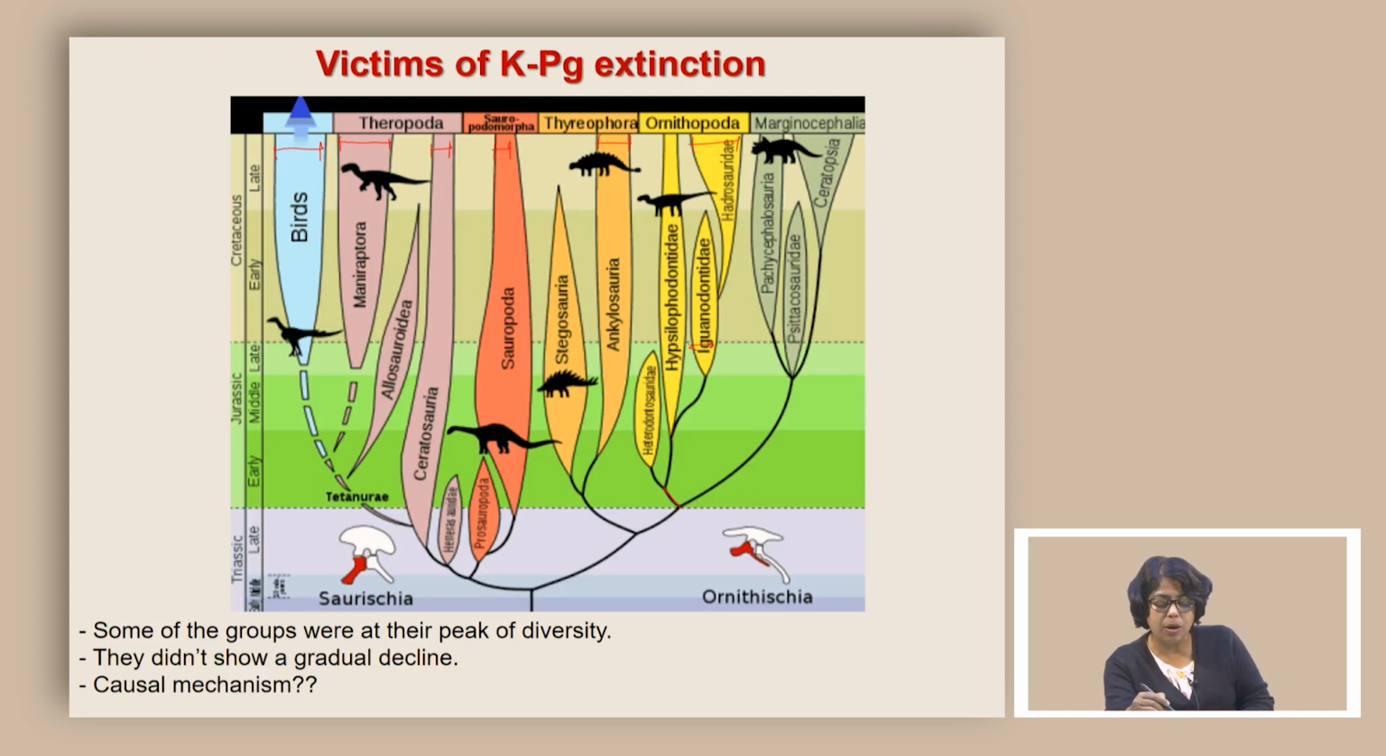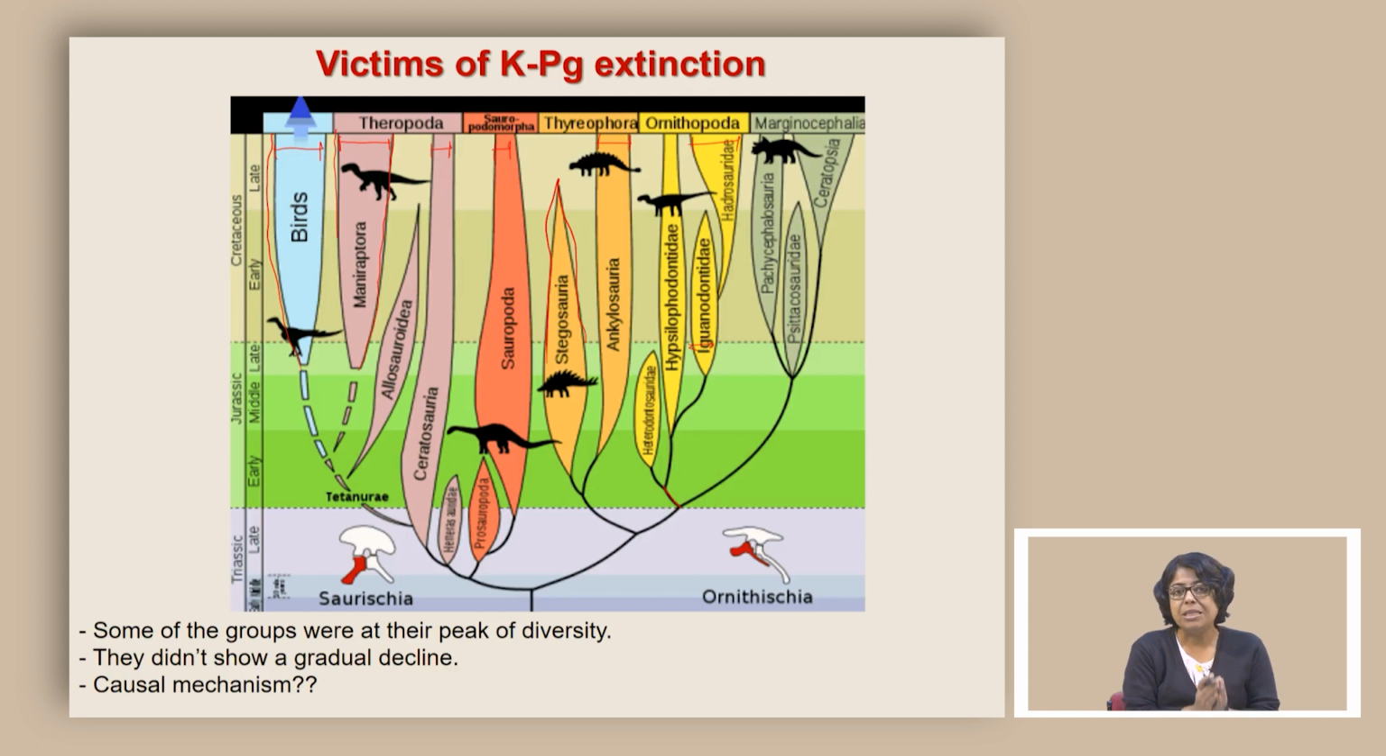For example, this one actually shows a gradual decline, but it went extinct long before the KPG boundary. If you look at this particular one, it started radiating, it actually reached maximum of its diversity and then it went extinct. The only group which also showed very high diversity and continued are the birds, which we know are actually a part of the overall Dinosauria group.